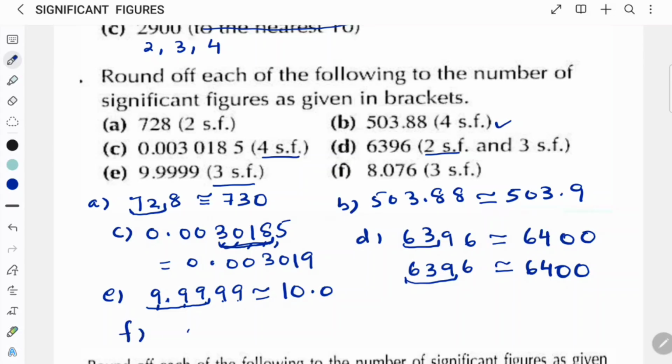Now come to part F, 8.076. We have to round off to 3 significant figures. The number has 1, 2, 3, 4 significant figures. So this is 8.076, and you can write down 8.08. You add one to the 7, so that will remain 3 significant figures in your answer.